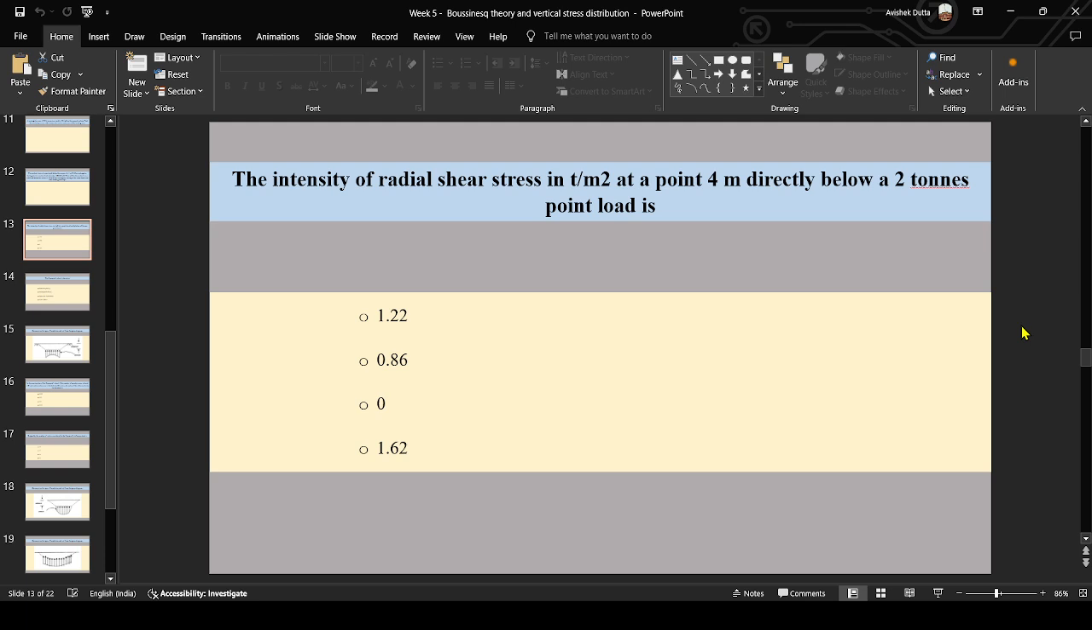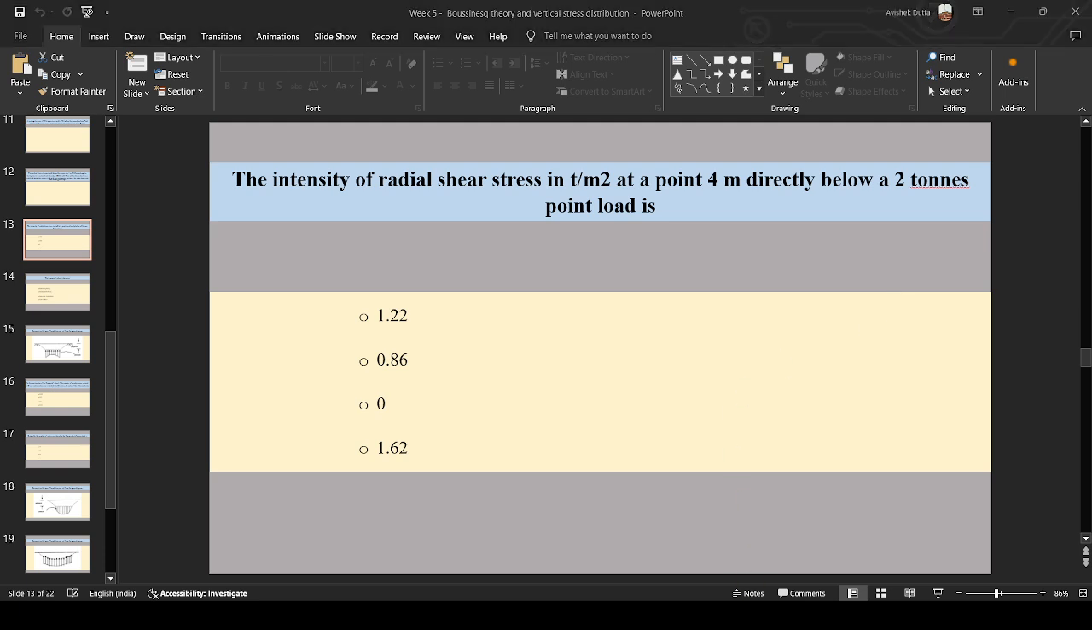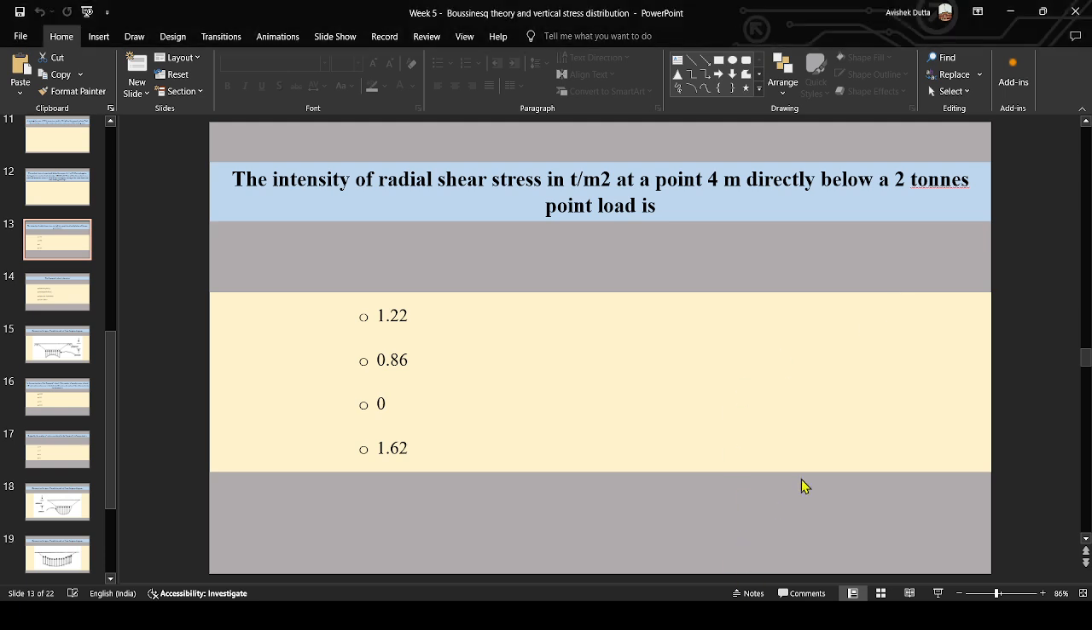I'll repeat the question. The intensity of radial shear stress in ton per meter square at a point 4 meter directly below a 2 tons point load is. The options are 1.22, 0.86, 0 or 1.62. Okay. Next question.